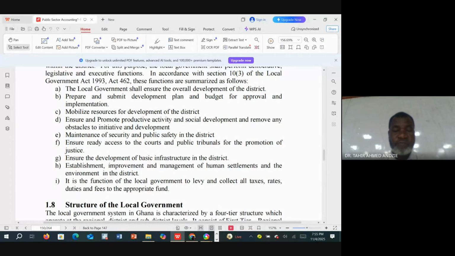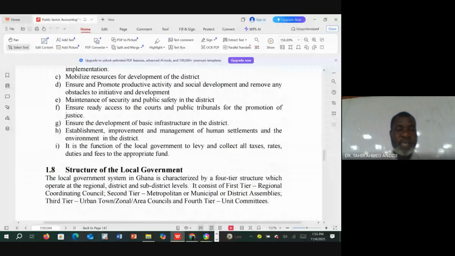So if you have a chief executive who is not innovative and only thinks of political party issues, you will not develop the district. That's why I actually support the idea of electing the district chief executives, so that they will not be politically committed to whoever appoints them.